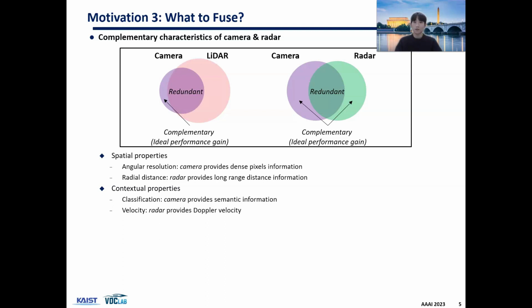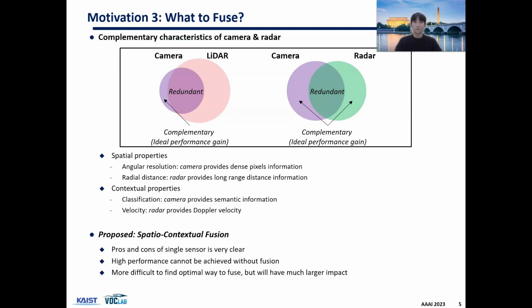In terms of contextual properties, camera images can provide rich semantic information, while radar cannot. As the pros and cons of camera and radar are very clear, we focus on fully utilizing the spatial and contextual properties by a well-designed fusion module.